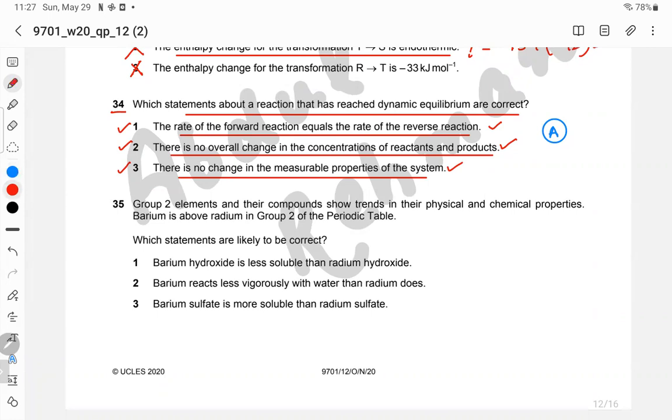Now, question number 35. Group 2 elements and their compounds show trends in their physical and chemical properties. Barium is above radium in group 2 of the periodic table. Which statements are likely to be correct? Here, they have informed us that this is the position of barium and this is the position of radium in group 2.